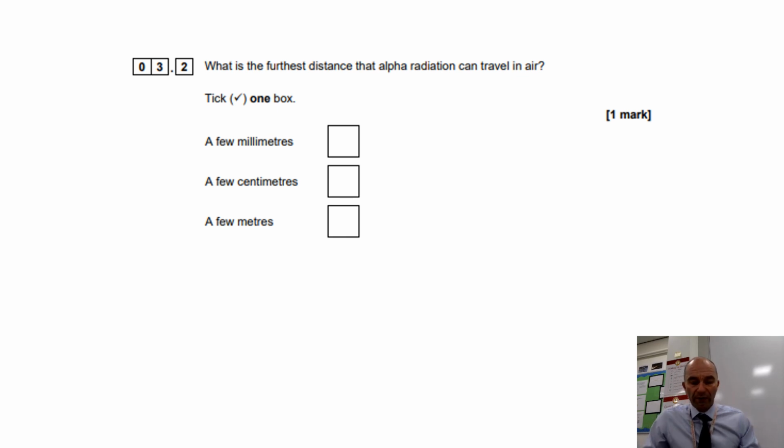3.2. What is the furthest distance that alpha radiation can travel in air? If you remember, it's got the least penetration, certainly through the air. It's a few centimetres, and that's the option we need to go for.